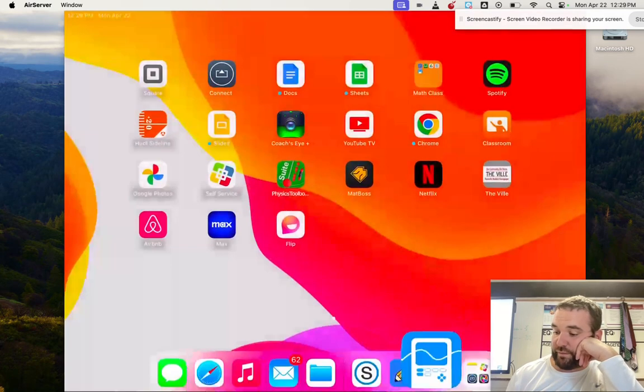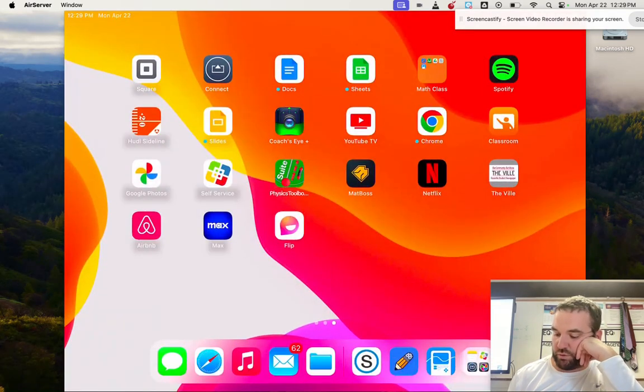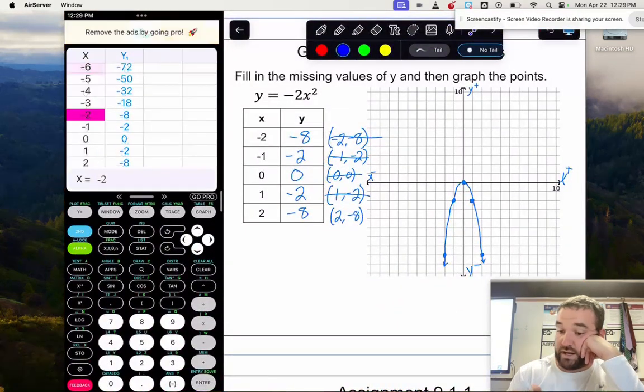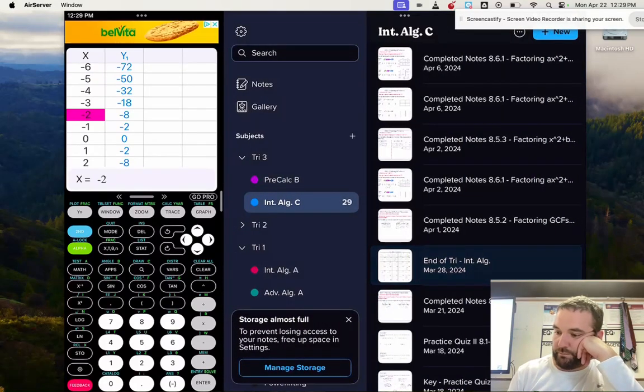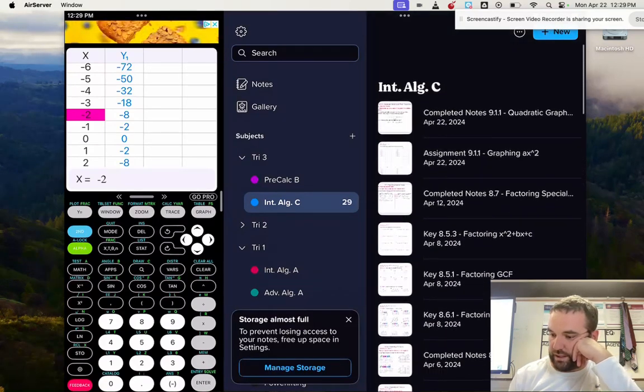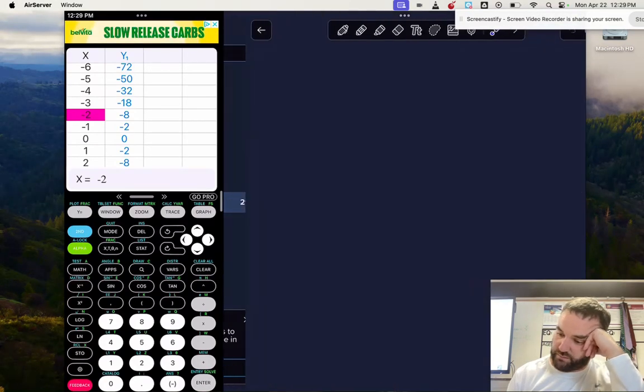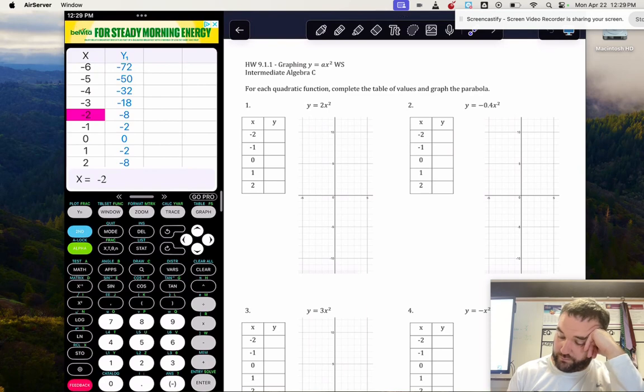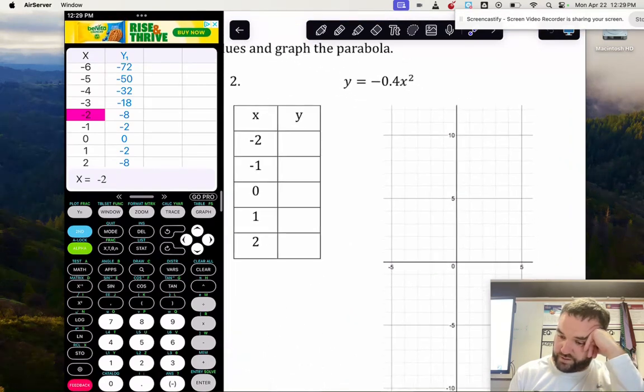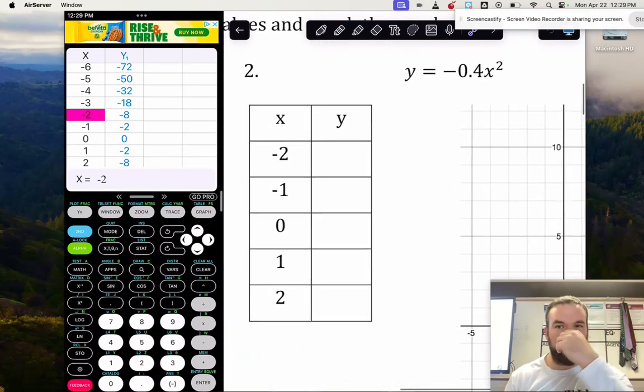So we're actually going to do problem number 2 from the assignment right now. So I'm going to show you how to do problem number 2. You can either go on to Schoology, or you could look in your inbox, because I will email this to you. Okay. I'm going to graph this one because it's a decimal and it's a little weird.